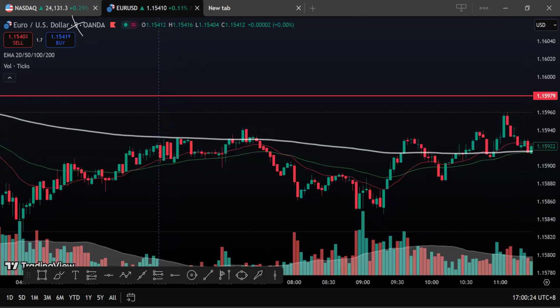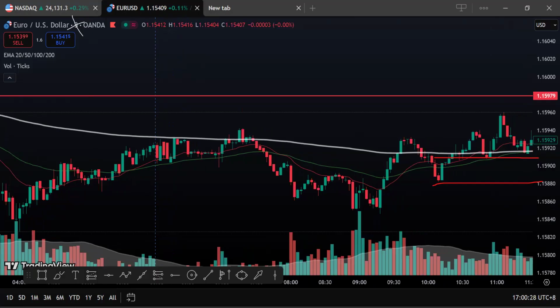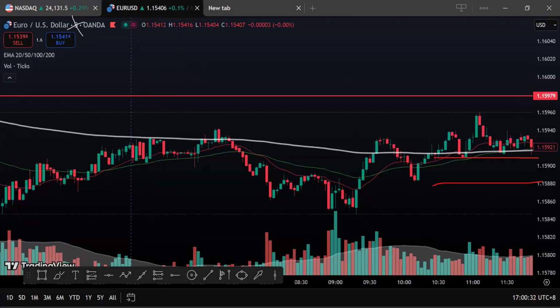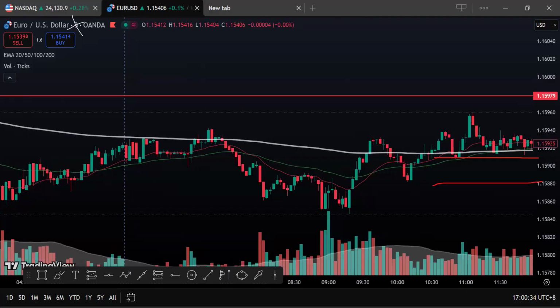This is your trap area, right? It is your trap area. You can see. Now shift your chart.